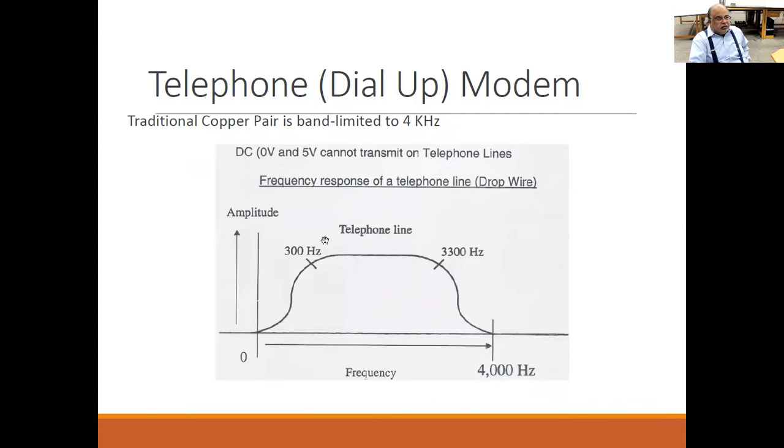So this is a graph of a telephone line, which is what we call a copper wire, a copper pair, a drop wire. It's sometimes called so many names for this. So DC levels 0 and 5 cannot be transmitted on this telephone line. This is a typical characteristic of a dial-up modem.